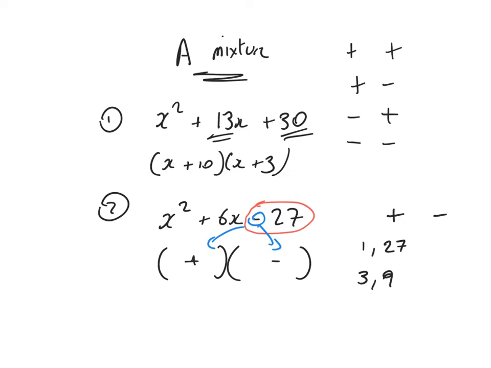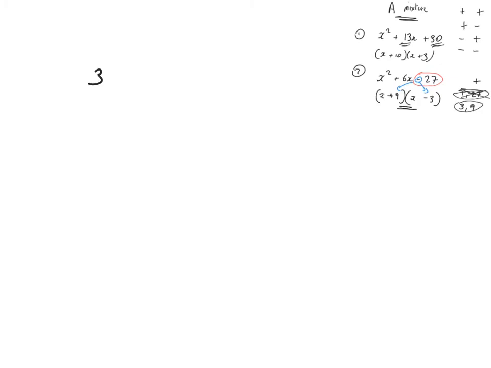So between 1 and 27, I'm not going to have much success there, but I can definitely use 3 and 9. So I need to organise 3 and 9 so that it adds together to give 6, that will be plus 9 and minus 3. x plus 9, x minus 3. Okay, example 3, x squared plus 4x minus 32.